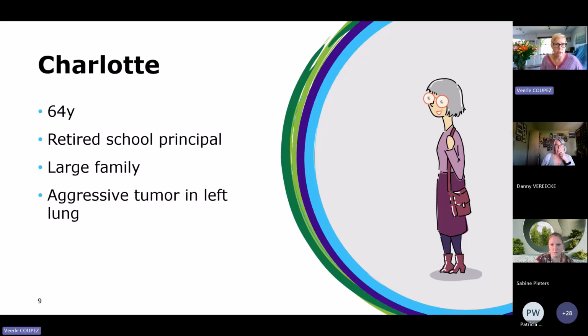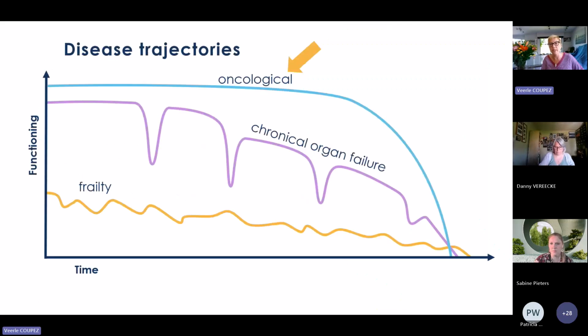Then we have Charlotte. Charlotte is 64 years old. She's an intelligent woman. She's retired as a school principal. She has a large family and she loves it when the grandchildren come to visit. And she just had the diagnosis of an aggressive tumor in her left lung. What kind of disease trajectory do you see here?